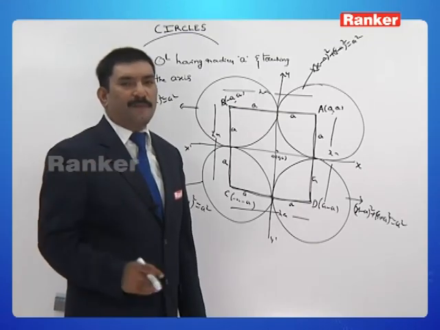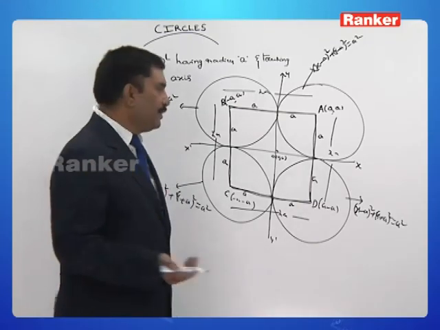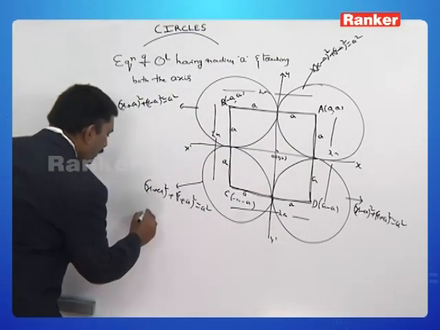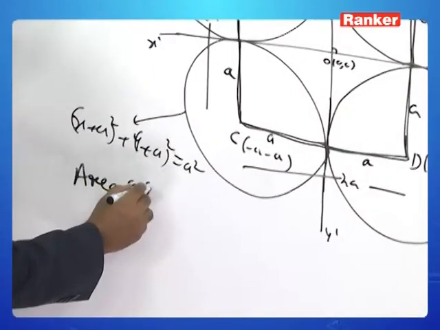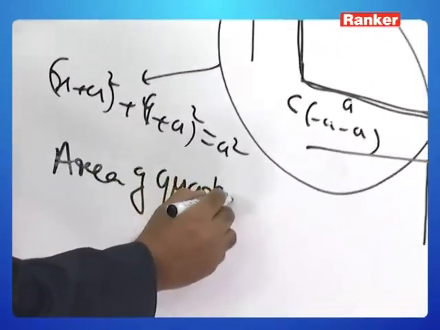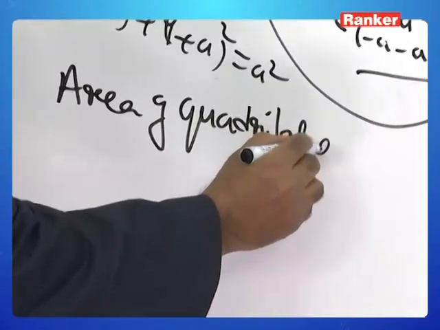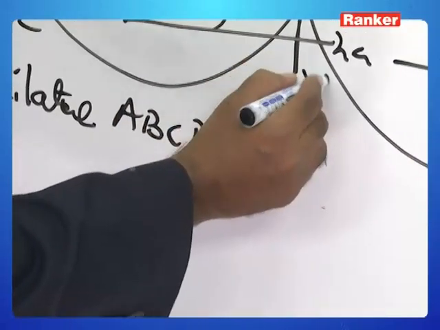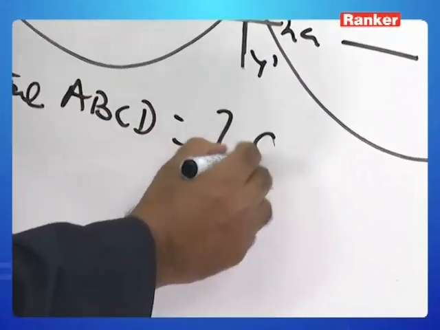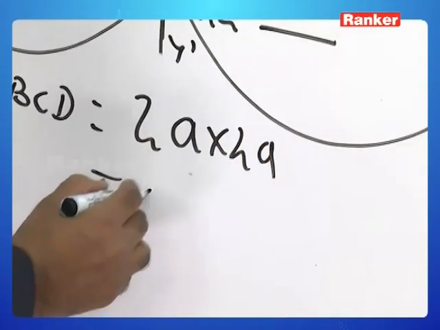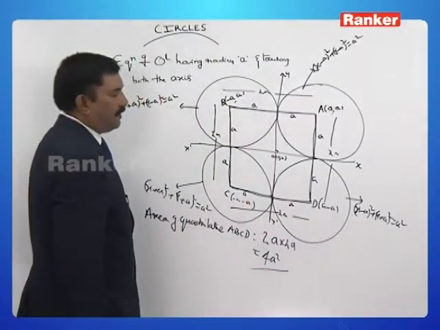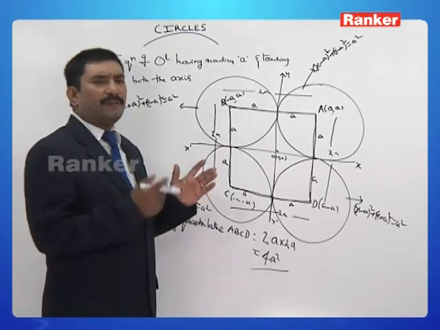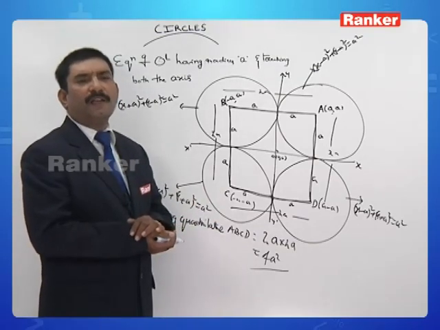What about the area of a square? x square, correct or not? So therefore, the area of quadrilateral ABCD is equal to 2a into 2a. Therefore, the answer is 4a square. This is one of the important applications when four circles are touching both the axes.